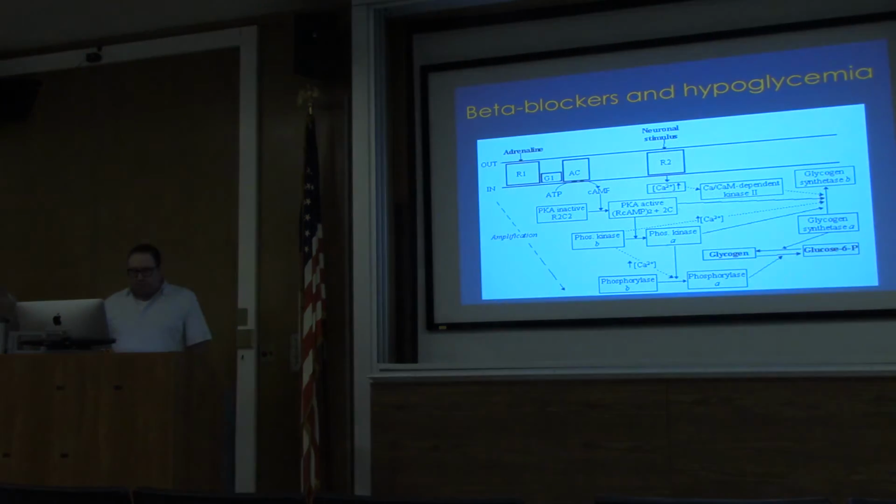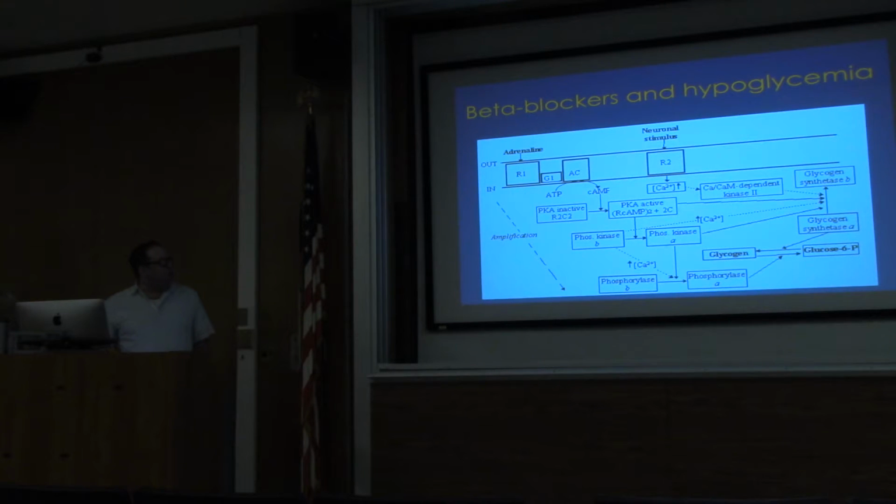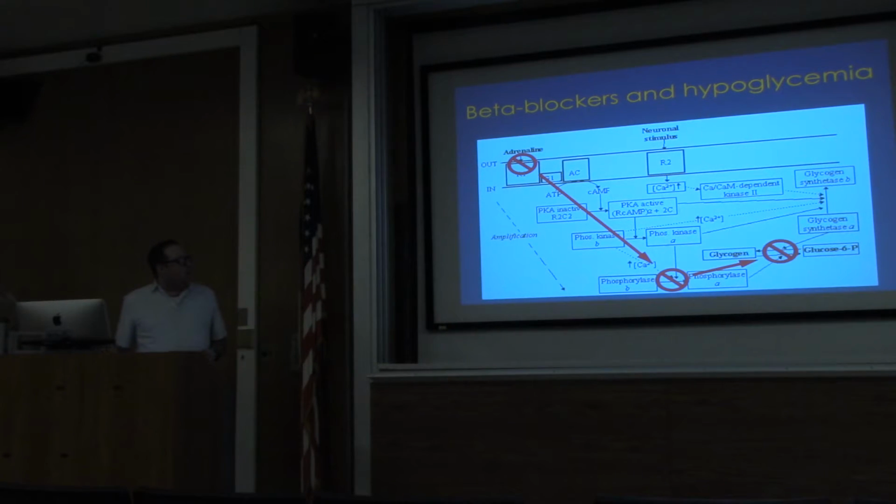Let's look at hypoglycemia from beta blockers. This is a cascade that looks at the effects of adrenaline, ultimately causing release of glucose from glycogen. If you block that, ultimately downstream you're going to wind up blocking the breakdown of glycogen and the release of glucose. So that makes you prone to hypoglycemia.